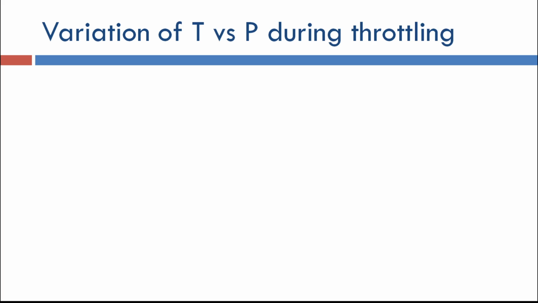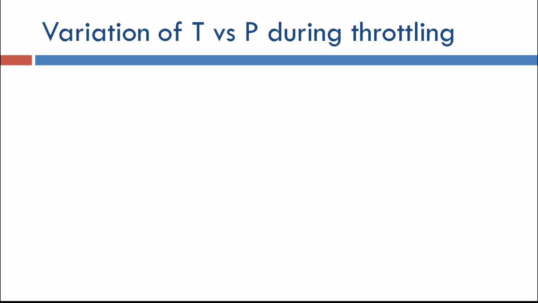Pressure obviously will be reduced, but the temperature reduction or temperature hike will be decided depending on the mu value, that is the Joule-Thomson coefficient value, which is a measure of the change in temperature with respect to pressure.